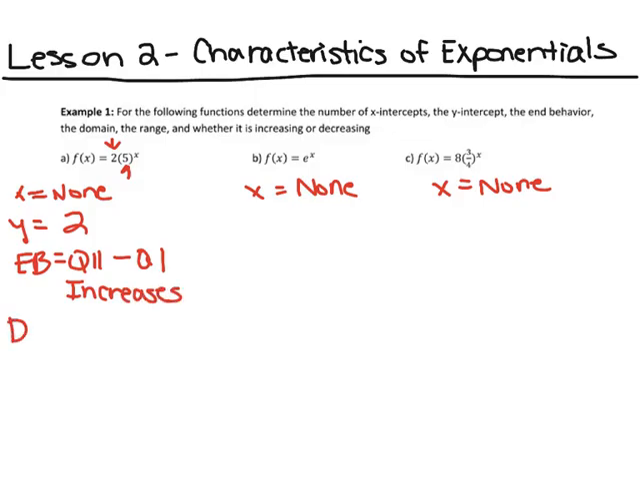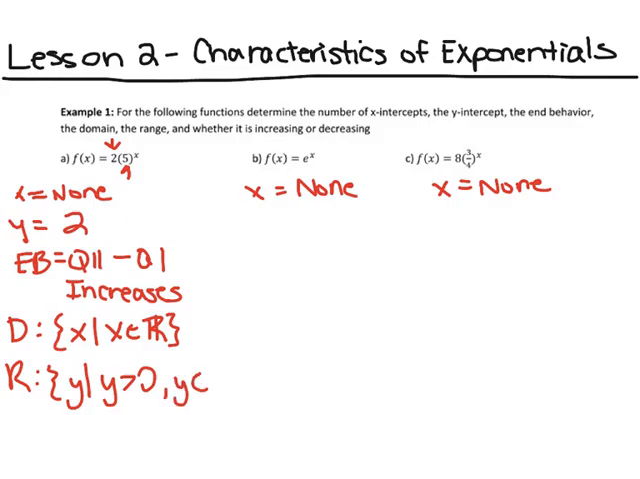The domain is x such that x is an element of the real number set. The range is y such that y is greater than 0 and y is an element of the real number set. And that's it. For the second one, since there's nothing in front of the e, our y is equal to 1.